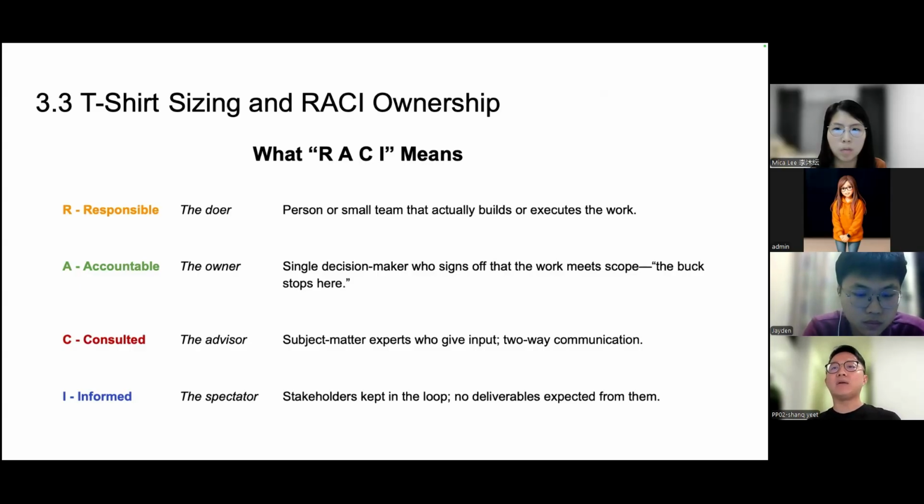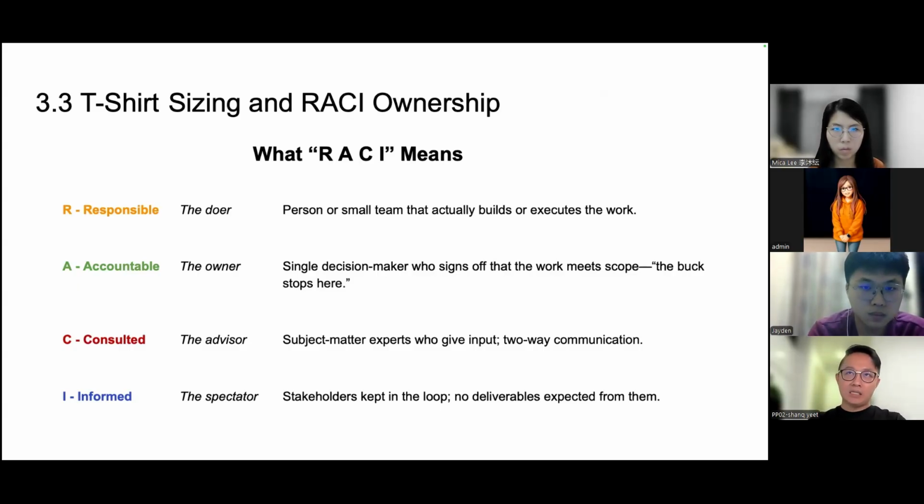So basically the idea is that, right? Consultants tend to be the people who are experts in this field. And finally, I is the informer. So it's all about communication. It's about making sure everybody who is interested or involved in this project knows what you are doing and what happened at different points in time. So that's where the RACI comes in.